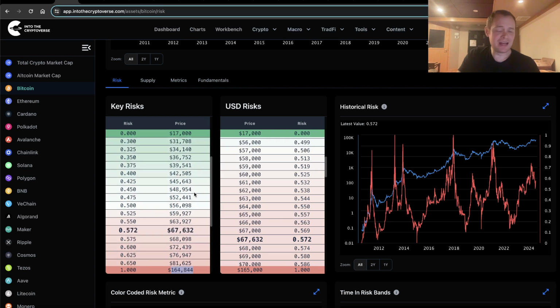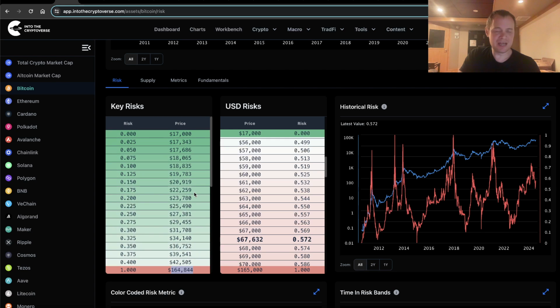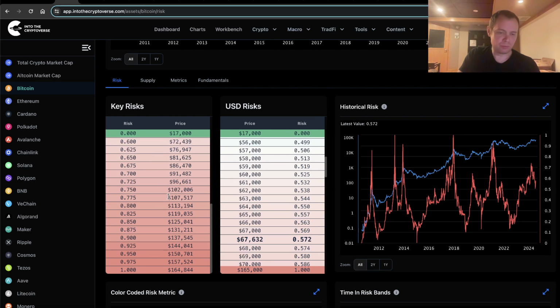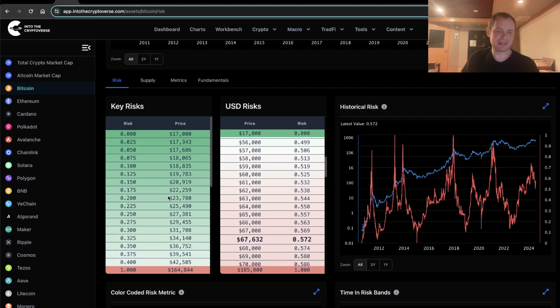So if you're going to ask me what's theoretically possible, I would say whatever is within the bounds of the risk levels is theoretically possible, because the risk model is based on prior price action by Bitcoin and assuming diminishing returns, right? So you might say, well, what about diminishing returns? It's assuming there's going to be diminishing returns.